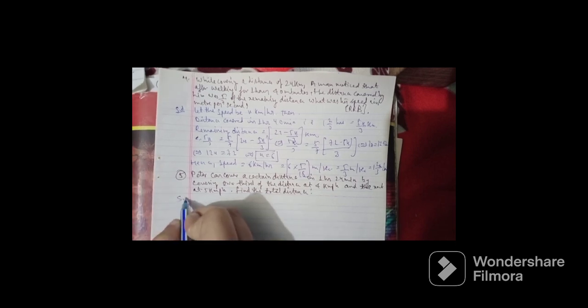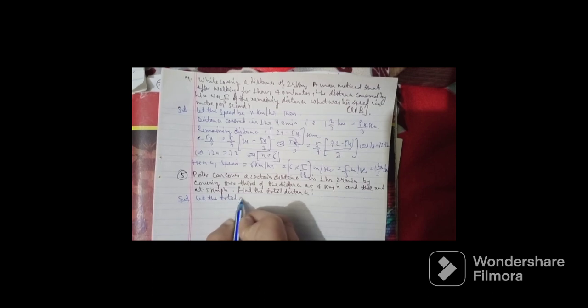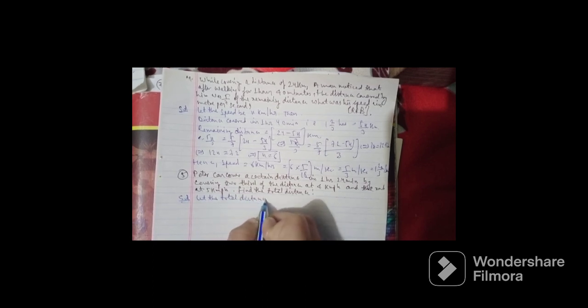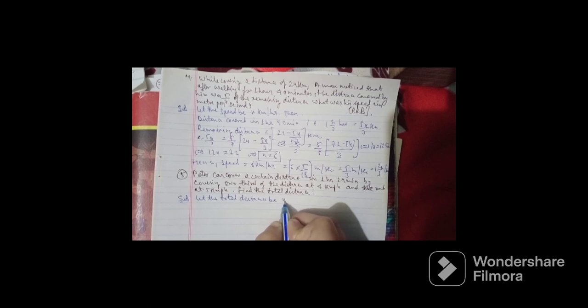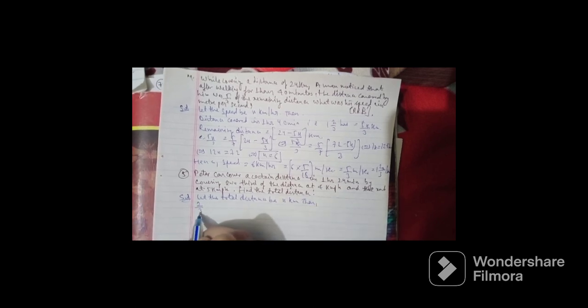So for that we'll go for it, and that is what we have to solve here. Let the total distance be x kilometers. Then (2/3 x)/4 plus (1/3 x)/5 equals 7/5.